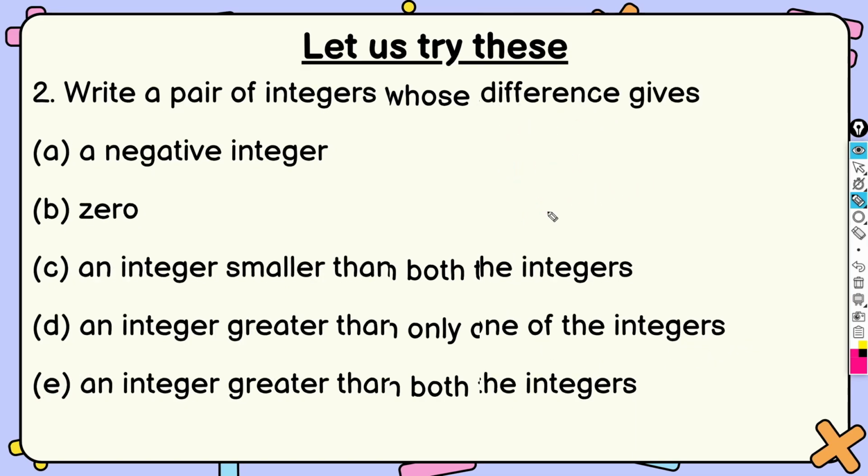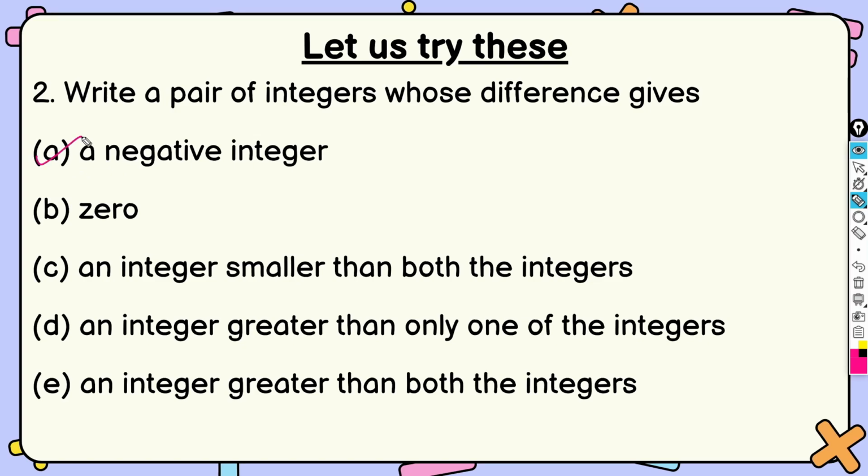Now, write a pair of integers whose difference gives a negative integer. Take any two numbers. Let us take 4 and 6. So, the difference, 4 minus 6, is equal to minus 2. Similarly, 6 minus 9 is equal to minus 3. You can also take integers like minus 3 and 8. If you perform subtraction, you get minus 11.